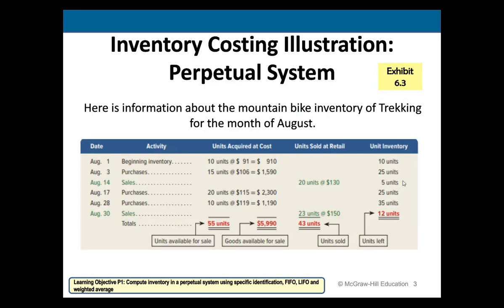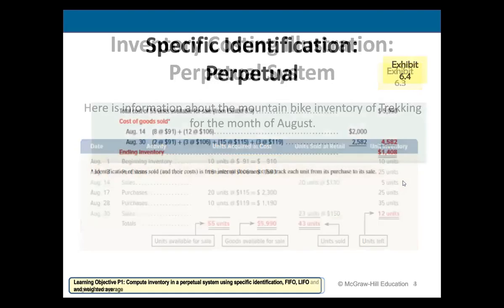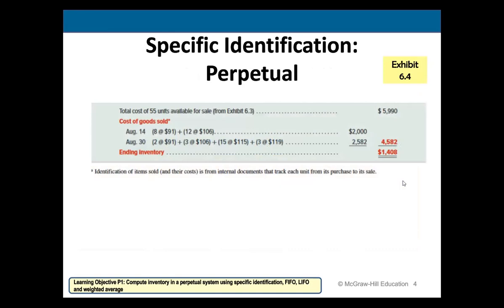The answer is it depends on which units we actually sold, or if we can't track by specific unit, then it depends on which assumption process we use. So the first, like I said, is called specific identification. This would be where we put some sort of a tracking tag or something, and we know exactly which bikes we sold. In this case, they know that in the August 14th sale, they sold 8 of the bikes that cost $91 and 12 that cost $106. So they would know exactly how much the cost was. On the 30th, they know exactly which bikes they sold, so they can record exactly how much their cost is.